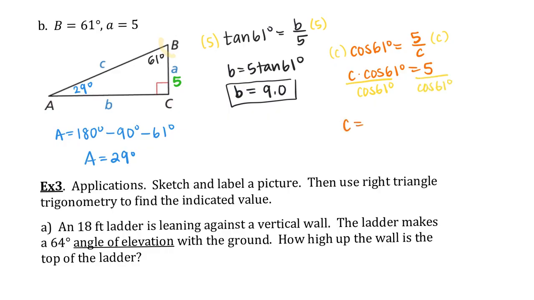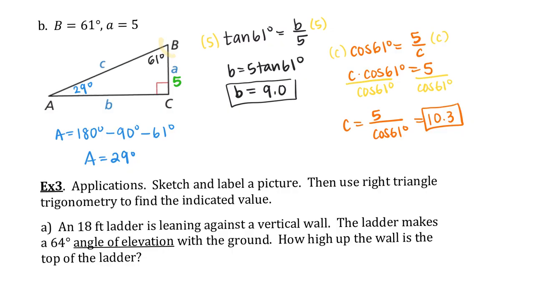So C equals 5 divided by the cosine of 61 degrees, which is 10.3. Okay, and then does that look right? That does look right because the hypotenuse should be longest and 10.3 is the longest. And again, if you use a different method, we should get the same answers.